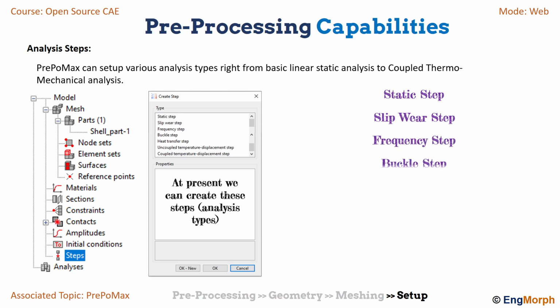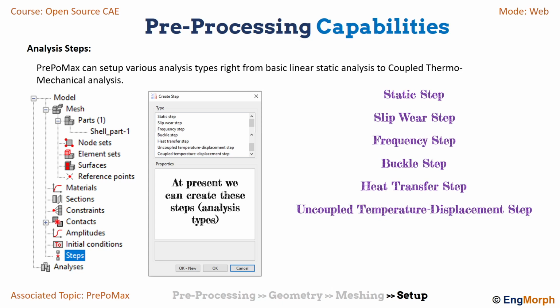buckling step to find out the critical buckling loads and mode shapes of the structure, heat transfer step to carry out the steady state and unsteady state heat transfer analysis, uncoupled temperature displacement step in which a thermal analysis is performed first, then the resulting temperature field is used as a boundary condition for subsequent mechanical analysis within the same increment.